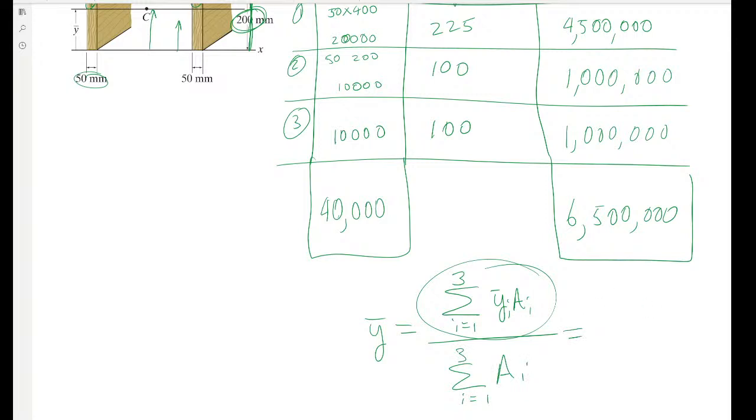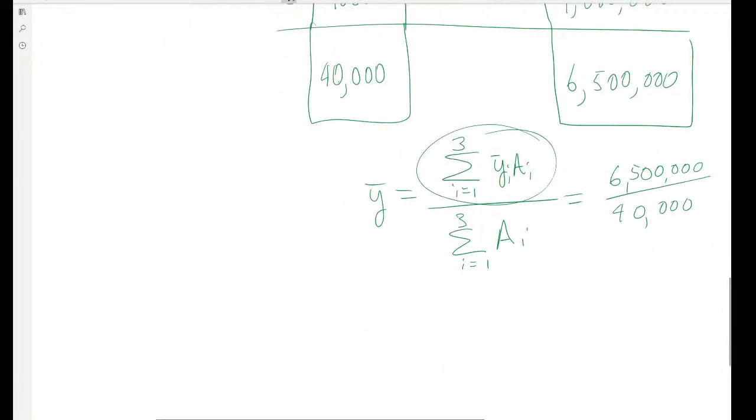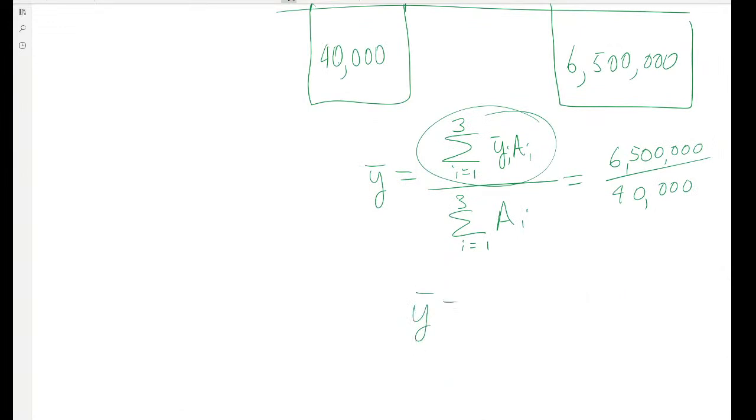Well, okay, divided by. Okay, calculator went back off. Luckily my calculator puts the commas in there to help me find out where I'm at. It says y bar is equal to 162.5. Does that make sense?